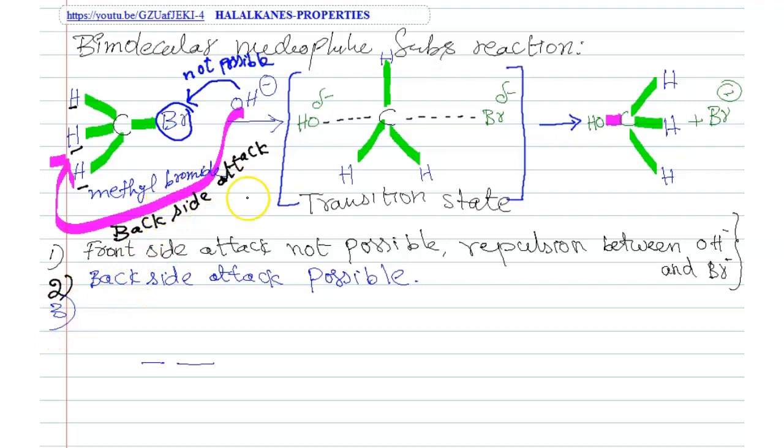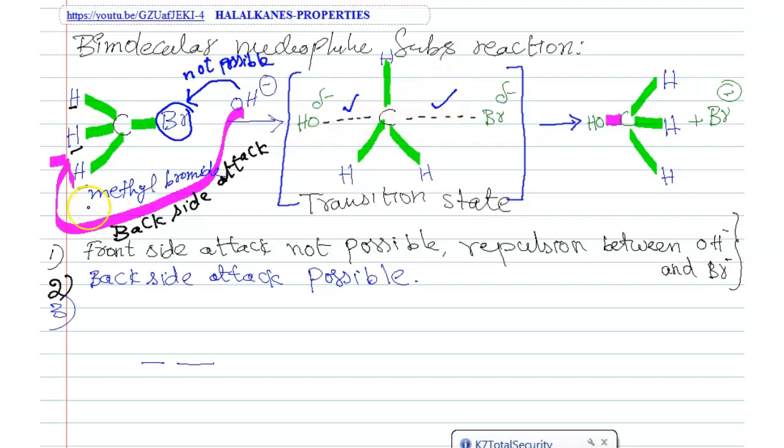Back side attack is possible, but whenever it attacks on the back side, it will not attach completely. So we may say OH is half attached. That's why these dotted lines. See this? I am giving a tick mark. The bond between carbon and OH is a dotted line. This dotted line indicates OH is attached half and Br will break half. So this is a half bond and this is a half bond. Half plus half, one bond.